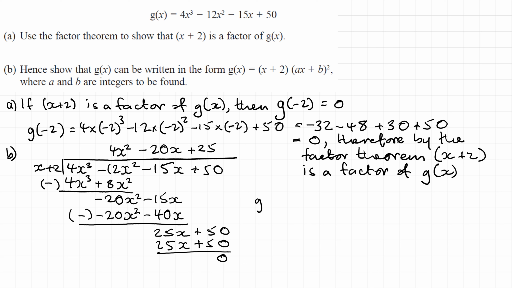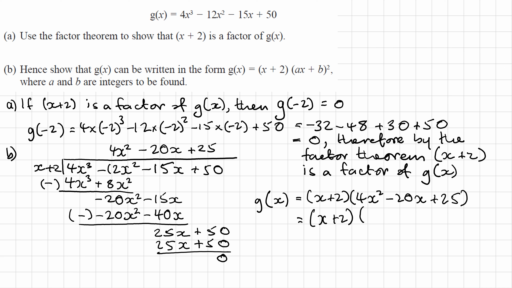So it means that g of x can be written as x plus 2 times 4x squared minus 20x plus 25. But we need to write it in this form where it's something squared. So that means that we can write this as 2x minus 5 all squared. And you can expand the brackets just to double check, or you can factorize it. It'll be 2x minus 5 times 2x minus 5.